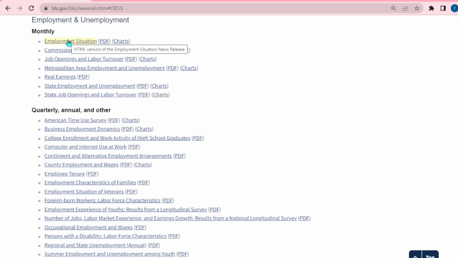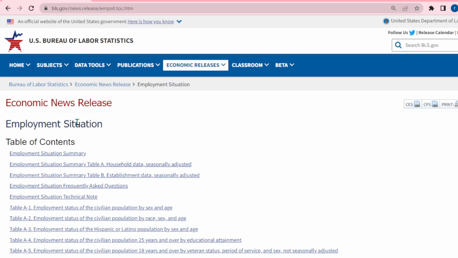It says employment situation. And then from here, they give us the entire employment situation report and a table of contents. So the very first link is going to show us the employment situation summary, which basically gives us a brief summary of all of the information within this report. So what we want to look at is this third link right here, which says Employment Situation Summary, Table B, Establishment Data, Seasonally Adjusted.